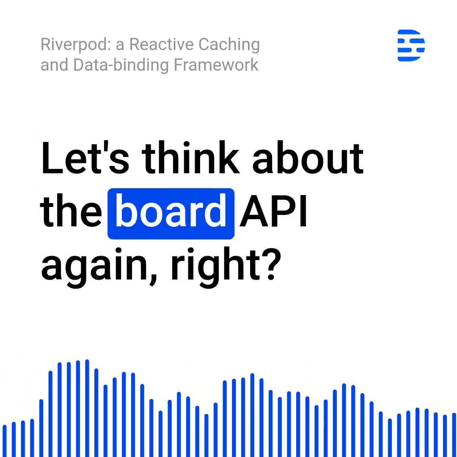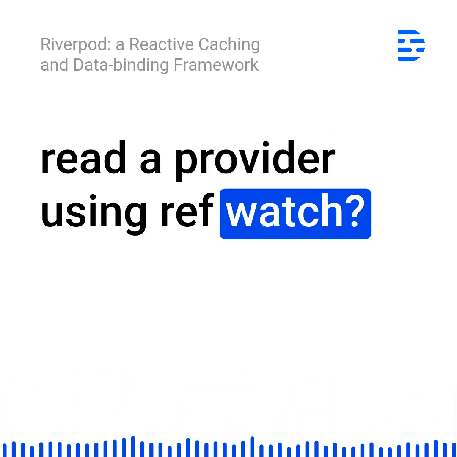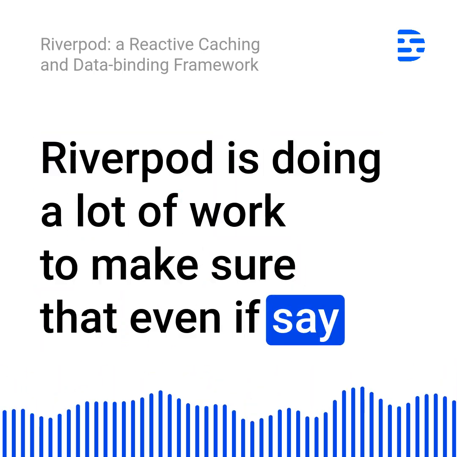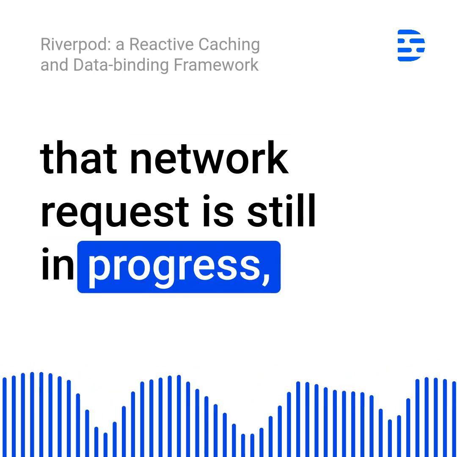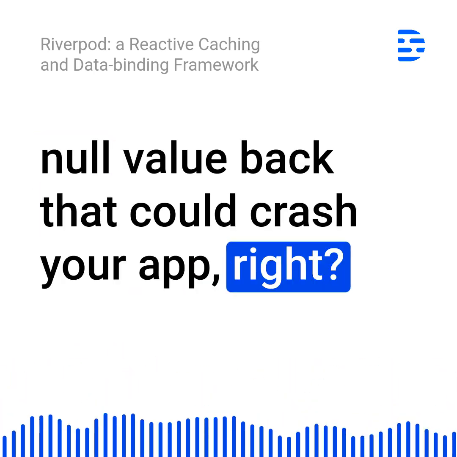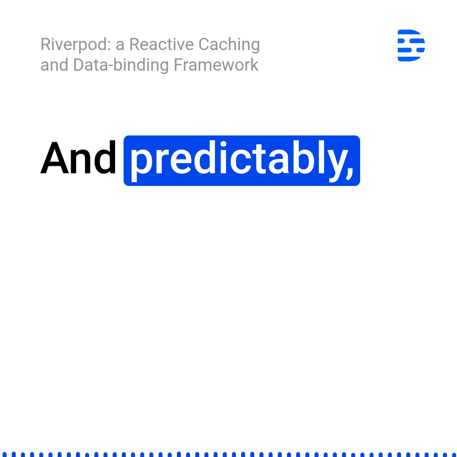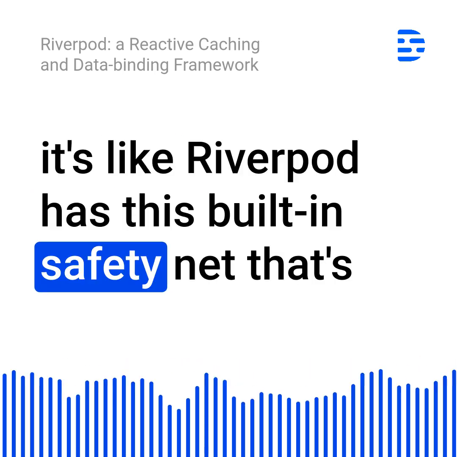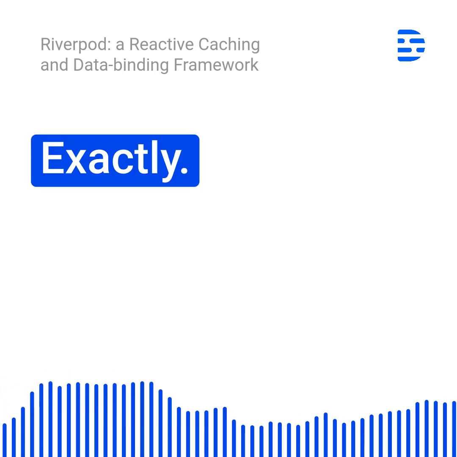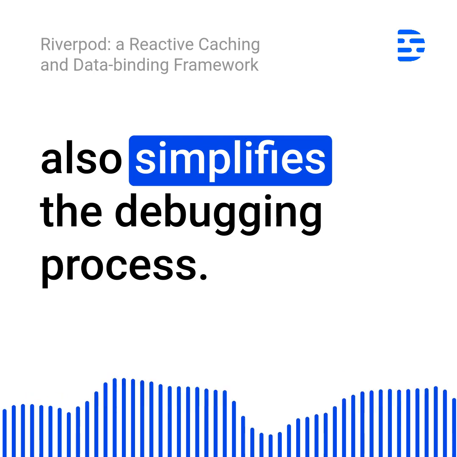Sure. Let's think about the board API again, right? Remember that code snippet that showed how to read a provider using ref.watch? Well, behind the scenes, Riverpod is doing a lot of work to make sure that even if, say, that network request is still in progress or if there's an error, you're not going to get a null value back that could crash your app. Instead, you might get a loading state or an error state, but it's handled gracefully and predictably. It's like Riverpod has this built-in safety net that's there to catch you before you fall into the pit of null pointer exceptions. Exactly.